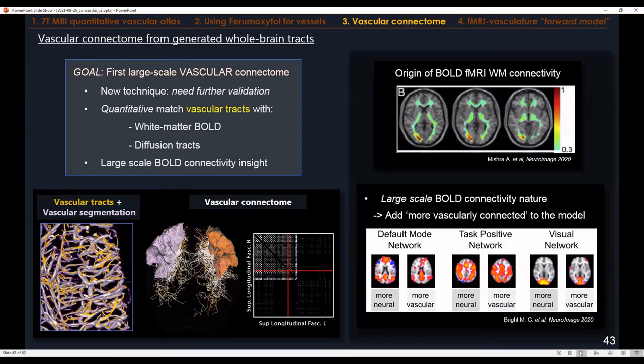Now, based on this, we think that this might provide an explanation of the origin of the bold signal connectivity that we saw in the white matter, but also an explanation of the large scale bold connectivity.